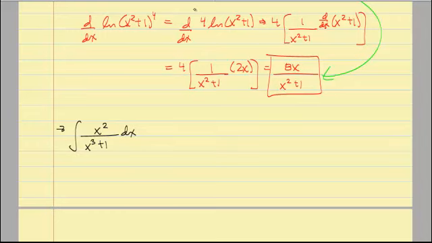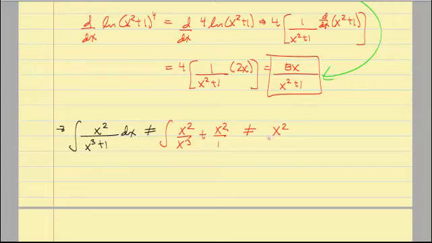Okay, for this next one, we're going to integrate x squared divided through by x cubed plus 1. Now, one important thing to remember is you cannot separate the denominator. So this does not equal x squared over x cubed plus x squared over 1, or some variation on that.